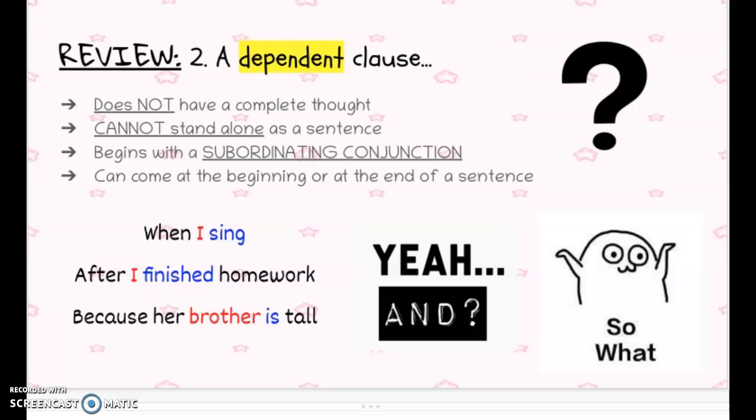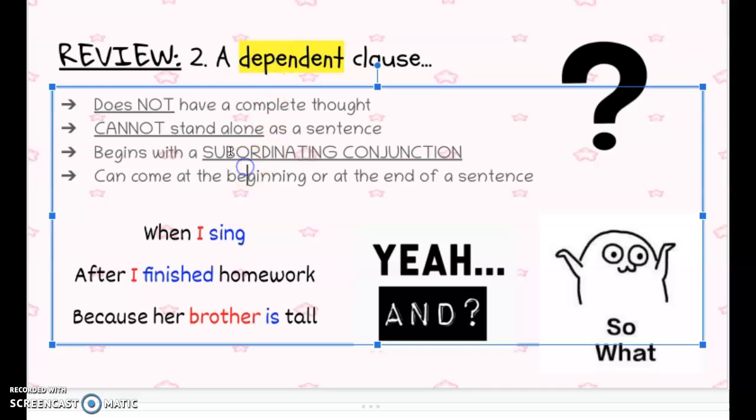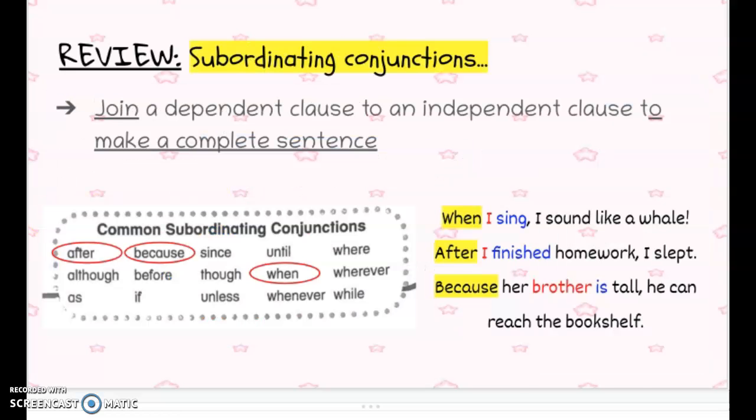If you remember, a dependent clause always starts with a subordinating conjunction, and it can come at the beginning or the end of a sentence. Here's a list of the common subordinating conjunctions that we worked with last week. After, although, as, because, since, before, if, though, unless, until, when, whenever, where, wherever, while.